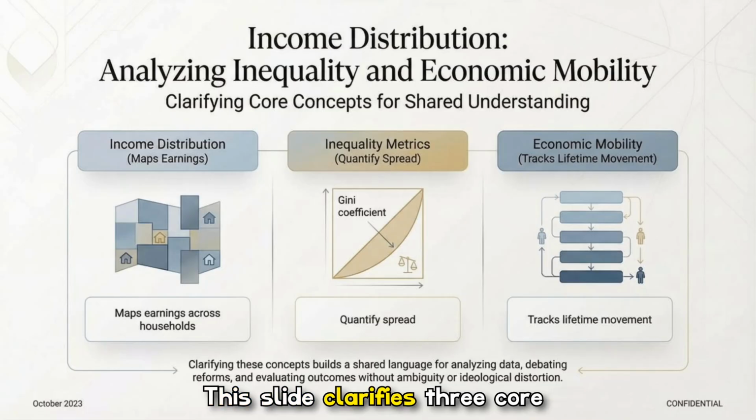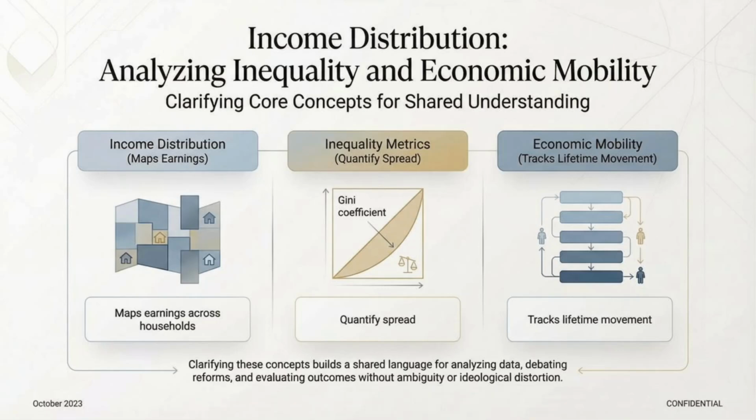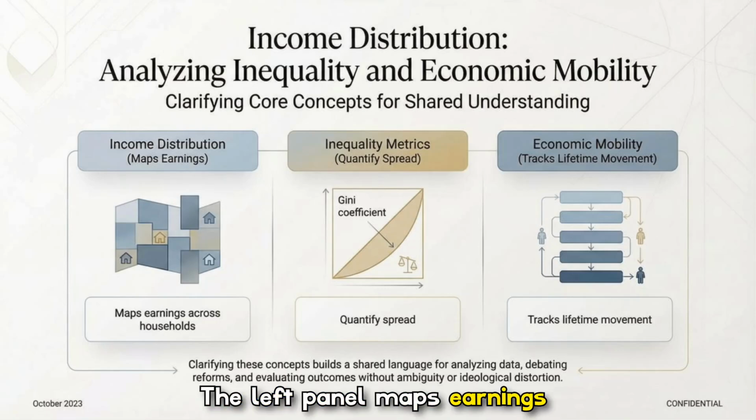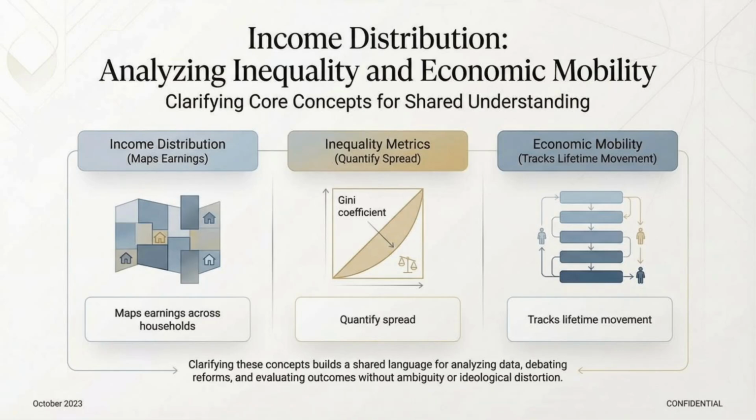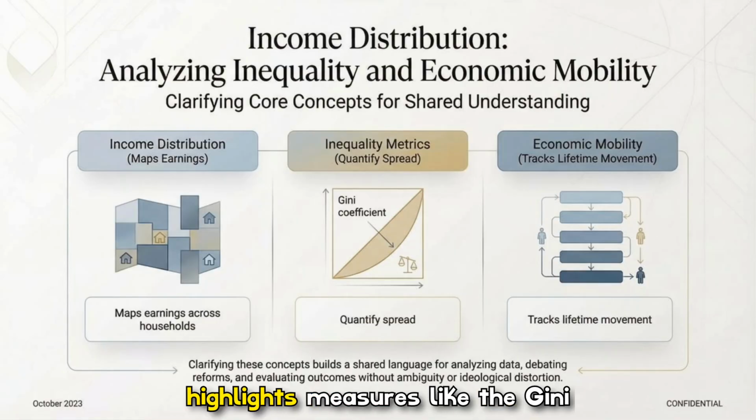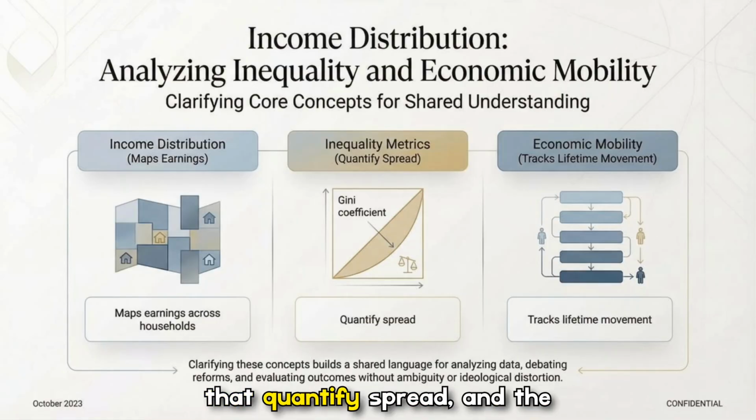This slide clarifies three core concepts we use throughout: income distribution, inequality metrics, and economic mobility. The left panel maps earnings across households to show who earns what. The center highlights measures like the Gini that quantify spread, and the right tracks lifetime movement across income rungs. Together, they create a shared language for diagnosing problems and comparing solutions.